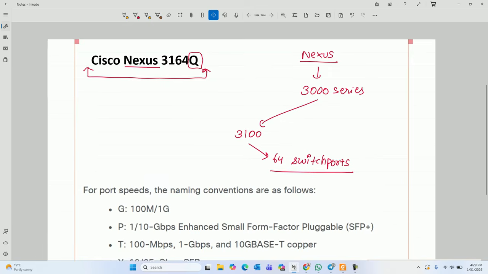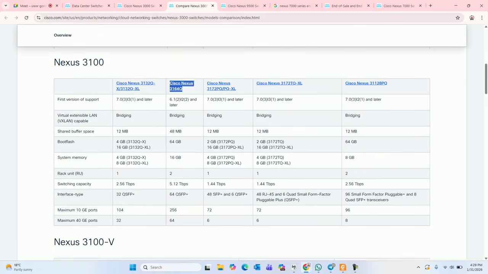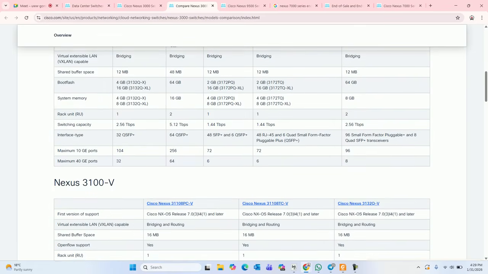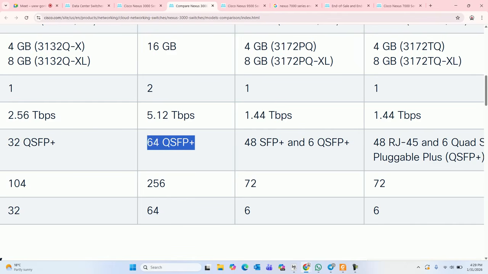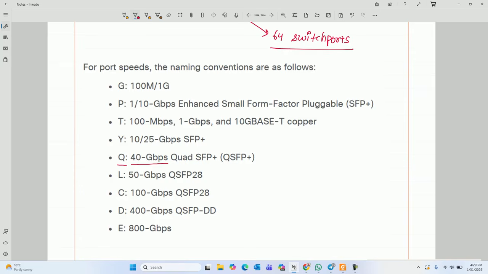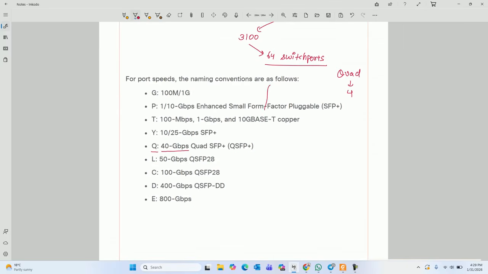If you see here, the character is Q. Q means this switch has interfaces with a bandwidth of 40 Gbps. If you look at the data sheet, you see it has 64 Q. Q means quad, guys. And all of you know quad means what? 4, yes or no?